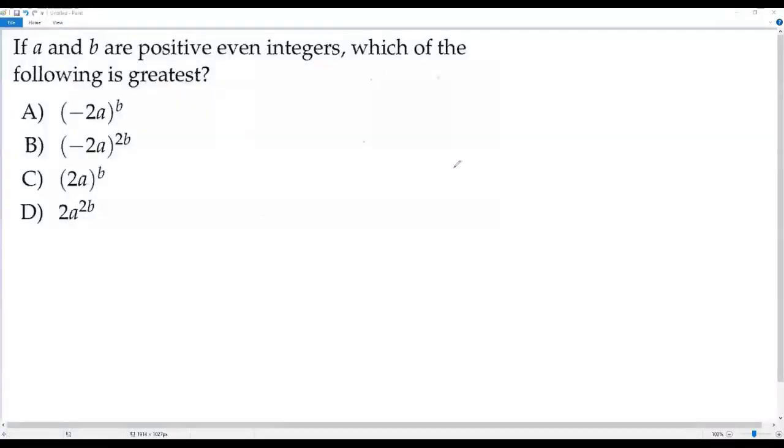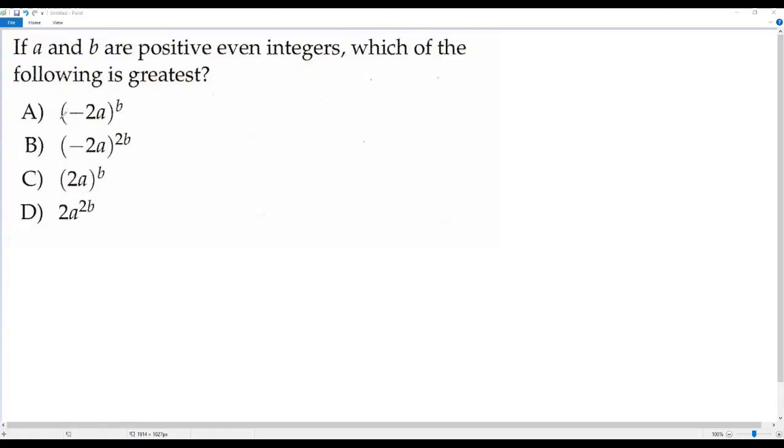Here I have a SAT math question. If A and B are positive even integers, which of the following is greatest? Okay, so here we have to do option testing. That is, we have to check each option. So which one can be correct?